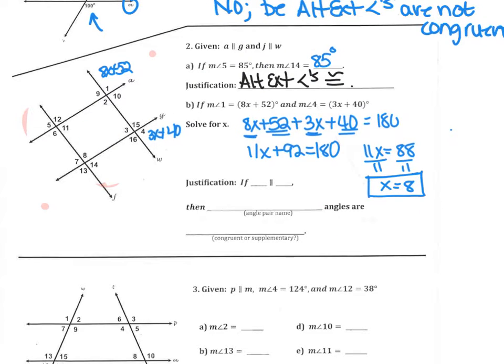So my justification: if line A is parallel to line G, which is cut by a transversal W, then same side exterior angles are supplementary. All right, that's number 2.